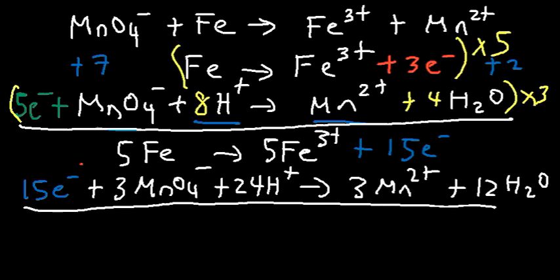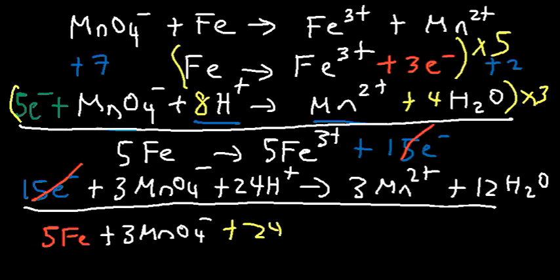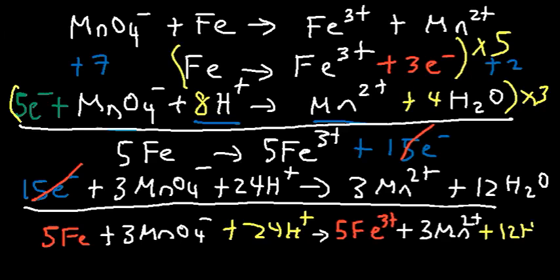So now we can add those values. So we have 5Fe plus 3 permanganate ions, 24 H plus ions, 5 Fe3 plus, 3 of those, and 12 H2O molecules.